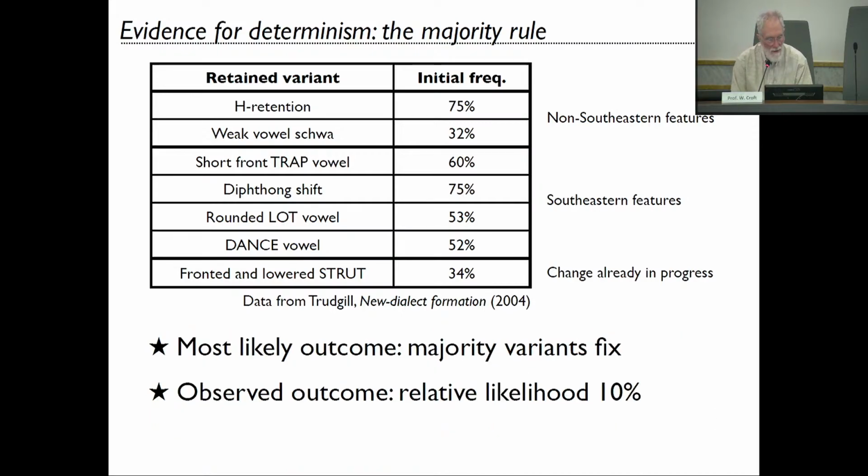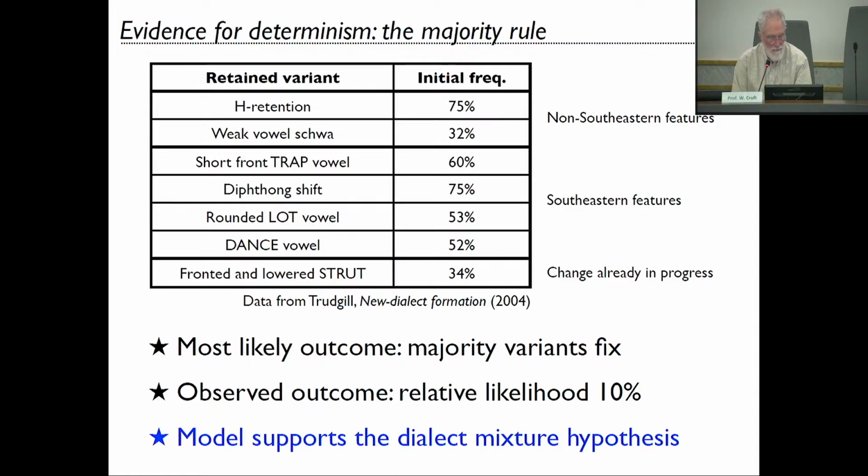see, the most likely outcome is that majority variants get fixed. The observed outcome has a relative likelihood of 10%. So it's like, yeah, you have a 10% chance of not making it, that's just part of the probabilistic process. You don't have to have a special explanation for why those 2 variants succeeded even though they were in the minority. And so the model supports the dialect mixture hypothesis. So the basic hypothesis, you jumble all this together, the majority variant will win out.